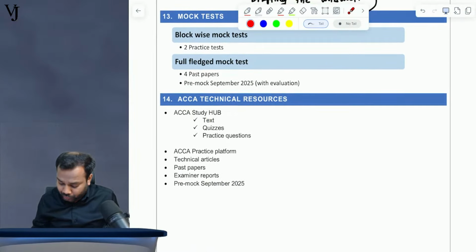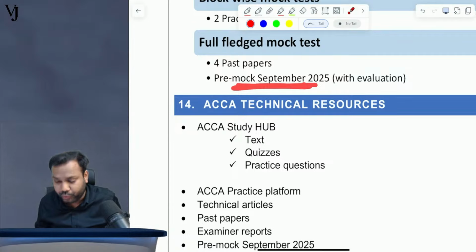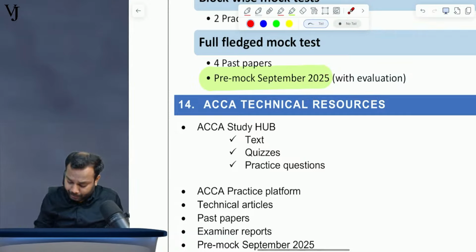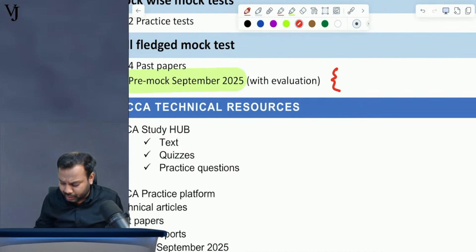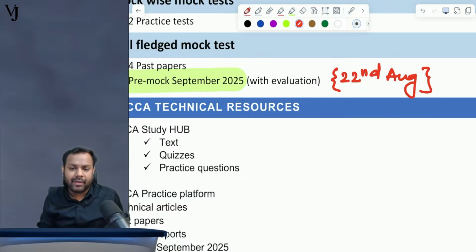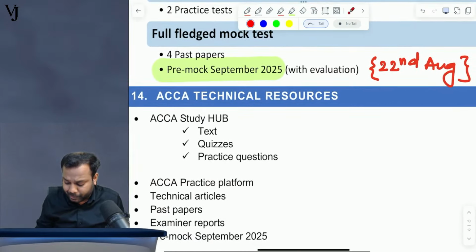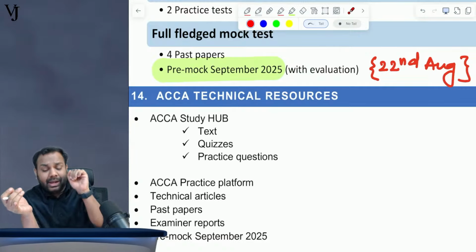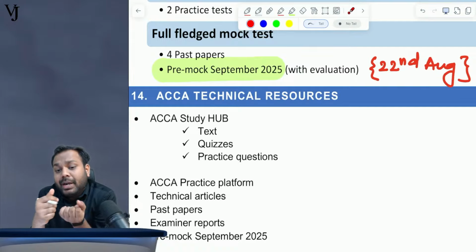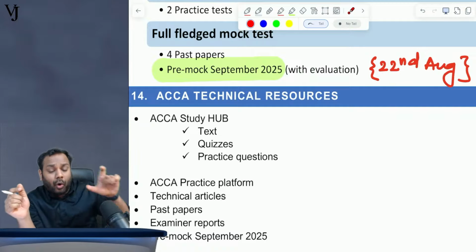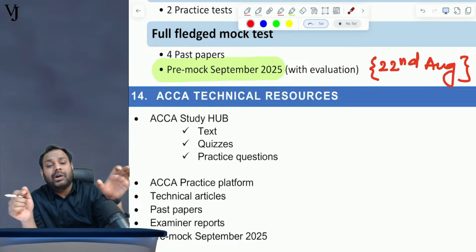Plus, additionally, for pre-mock September 2025, the approach I will use is this: whenever ACCA releases the pre-mock September 2025, primarily as per my plan around 22nd of August, I will ask you to solve it. You have to solve it and send the PDF to me. I will evaluate it and send personalized feedback to you. After that, I will take a group session wherein I'll discuss the mistakes made by all the students, and then I will discuss the entire pre-mock September 2025 paper.